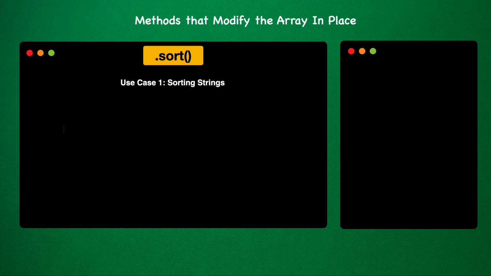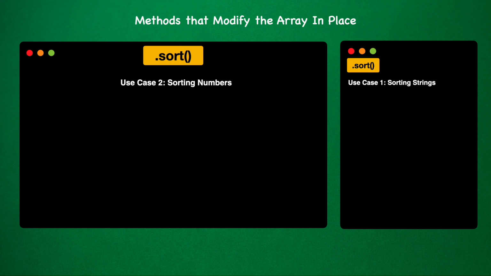When sort is applied to an array of strings without any additional arguments, it sorts the strings alphabetically by default. Here, fruits.sort() organizes the fruits in alphabetical order, resulting in apple, banana, cherry. The original fruits array has been sorted in place and is now in this new order.